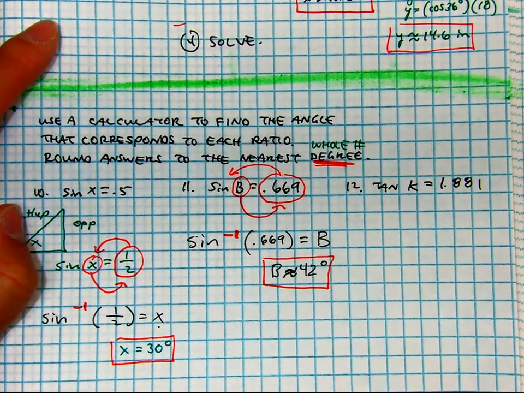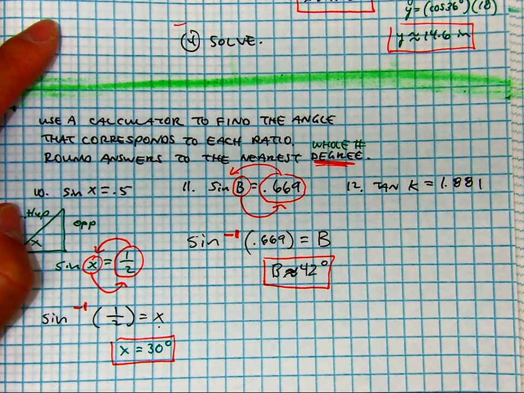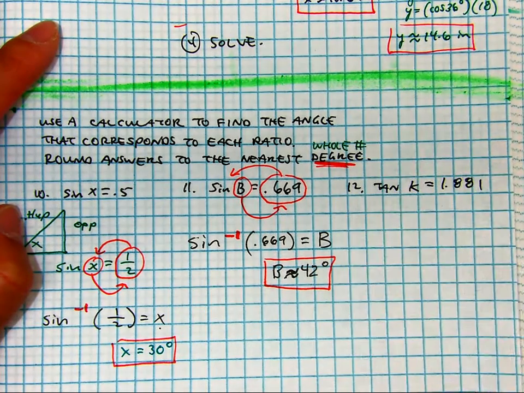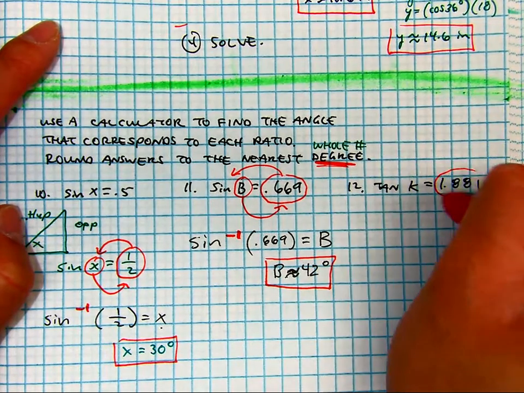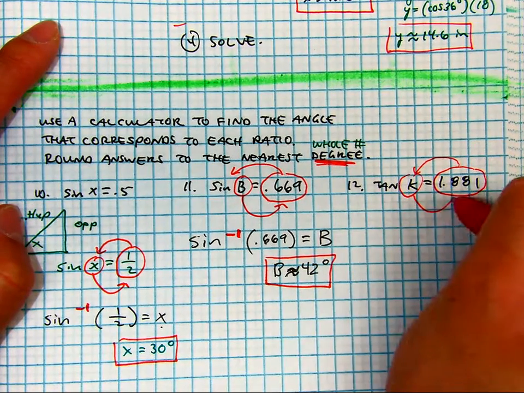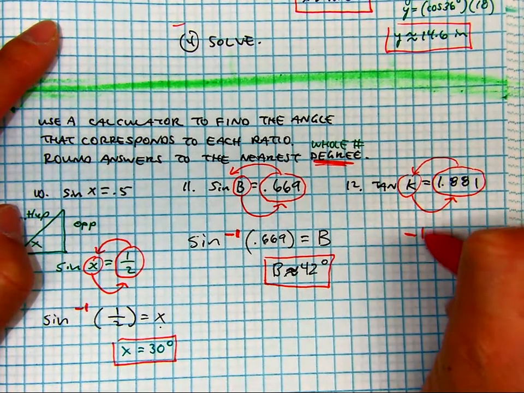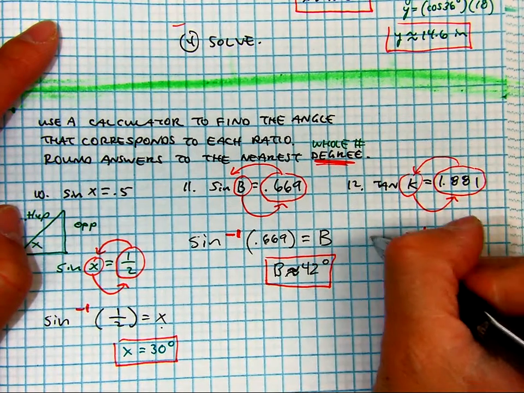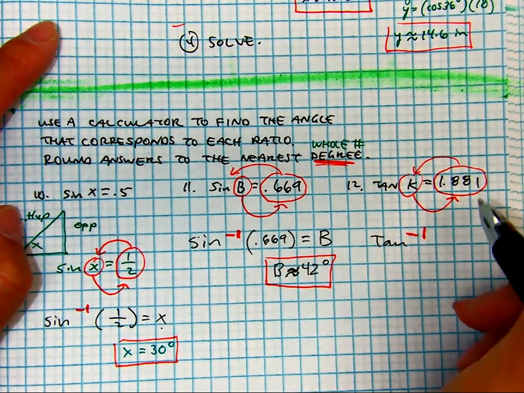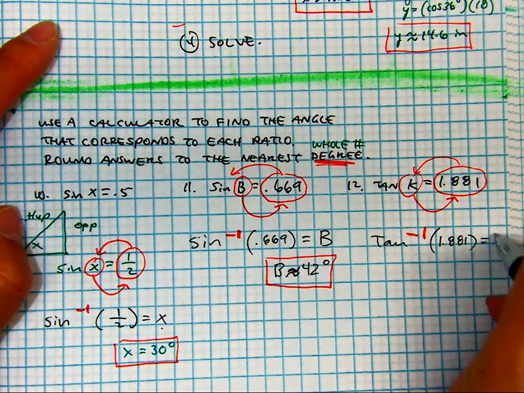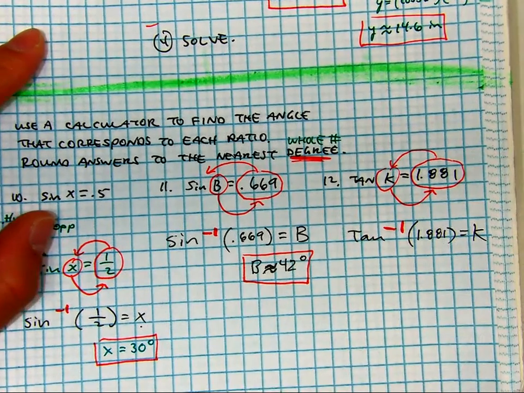Number 12. Class, what should I do? Let's take the inverse. Draw those arrows. I know the student who struggles didn't draw the arrows. Now we're going to have this -1. Class, tell me what to write. Tan -1, or inverse of tangent of 1.881 equals. Okay, so here's my calculator ready equation. Let's put that into our calculator.